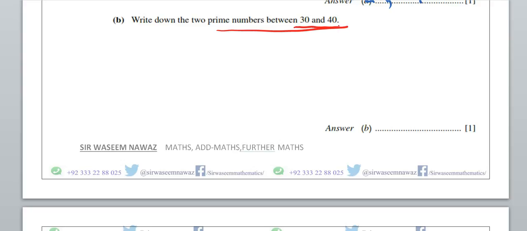So if we count after 30, then 31, 31 is a prime number, yes, and 32 is not a prime number, it's divisible by 2. 33, then 34 again divisible, 35, 36, 37. So 37 is our next prime number. So 31 and 37 are two prime numbers.